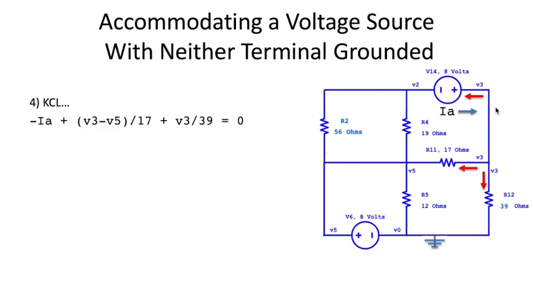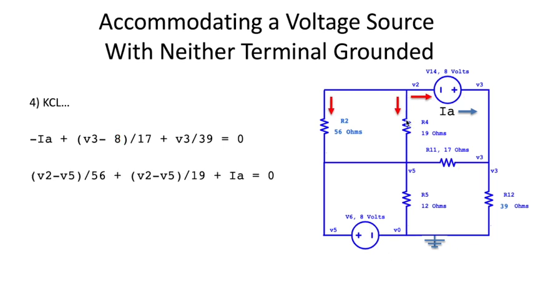Starting over here at node 3 and summing currents going out of that node. First contribution is going to be opposite the direction of IA, so we'll put minus IA, and then we have (V3 minus V5) over 17, (V3 minus 0) over 39. Right away we can substitute in the known value of node voltage V5, which is determined by this other source over here.